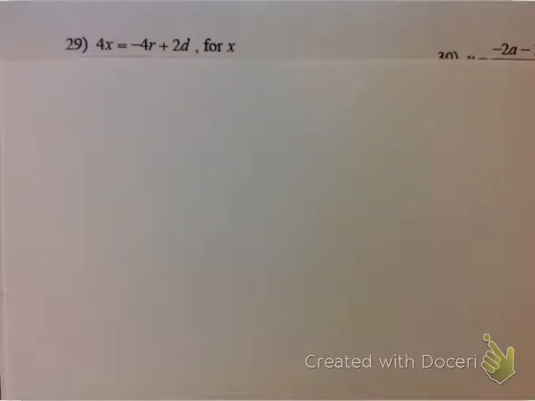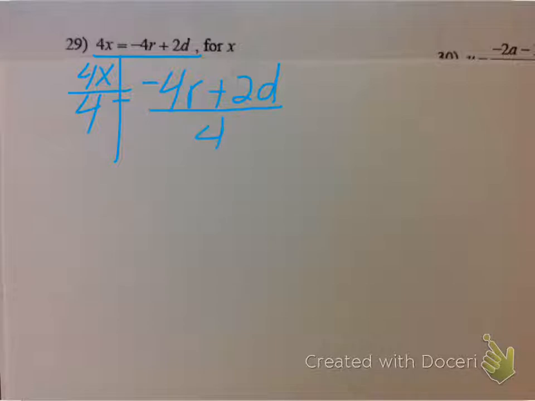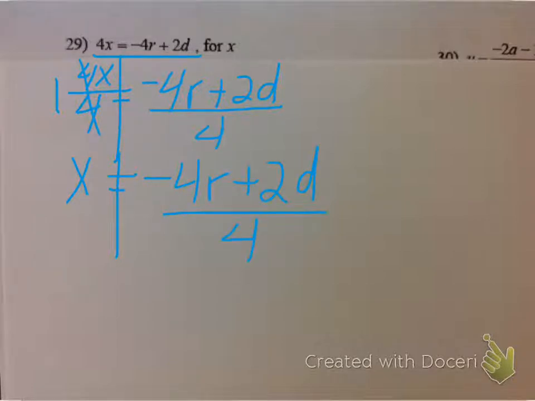Number 29. Again, let's set up our t-chart. We see that we want x all by itself, and the only thing that's attached to the x is a 4. So let's go ahead and divide everything by 4. We have 4x divided by 4 equals negative 4 plus 2d, and we're going to divide all of that by 4 as well. On this side, 4 divided by 4 is just 1. X is going to equal negative 4 plus 2d divided by 4. And that's all for that one.